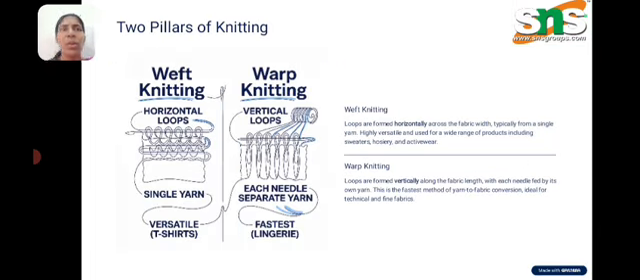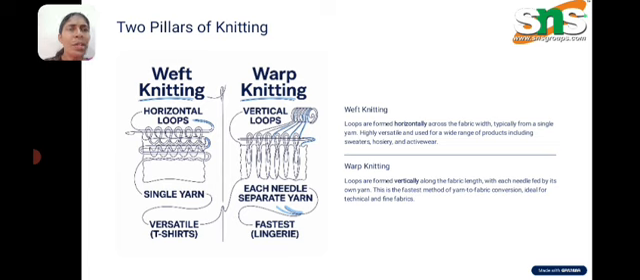Next one is two pillars of knitting. It has two main pillars of knitting. One is weft knitting and another one is warp knitting. Weft knitting. This diagram shows how the yarn is interlooped in warp and weft knitted fabrics. First we are going to see about weft knitted fabric.